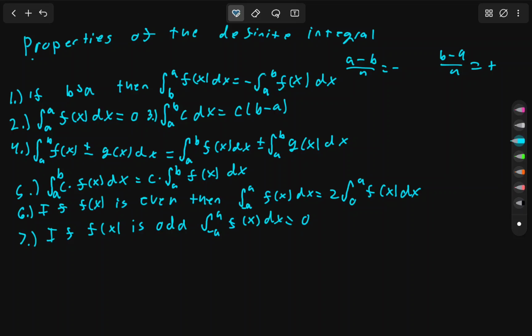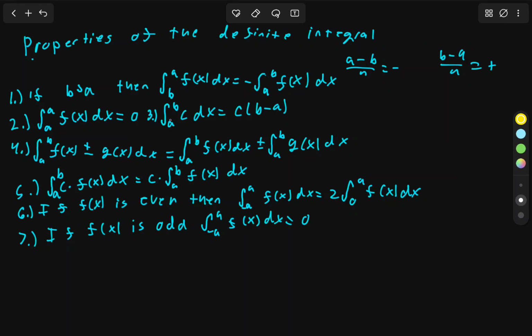Alright, another integral property we should know is the integral from a to a of f of x dx is equal to 0. The reason for that is, let's say we're looking at the curve right here, and we have this point right here. It's a. Well, we're just integrating a point. It has an infinitely small width, and thus it has an infinitely small area.